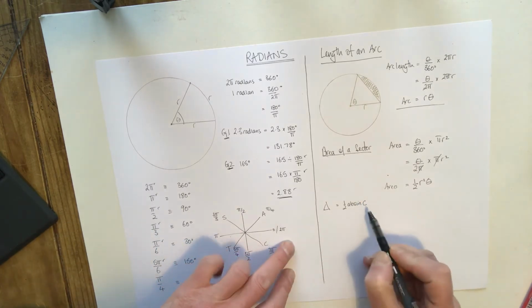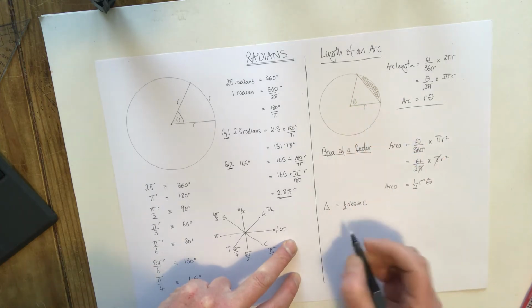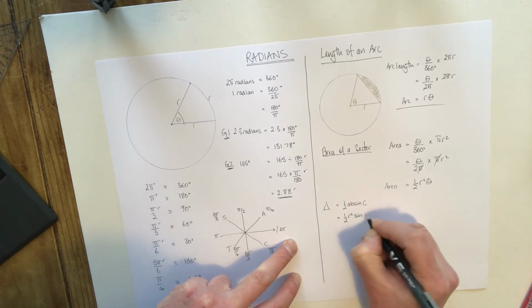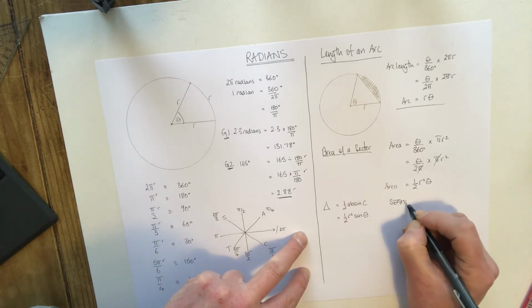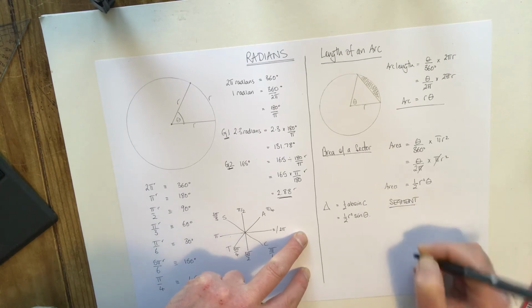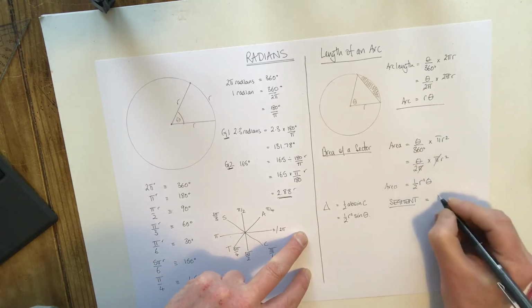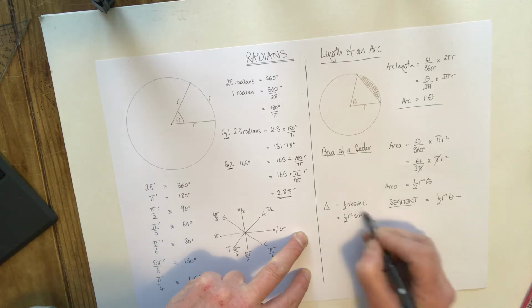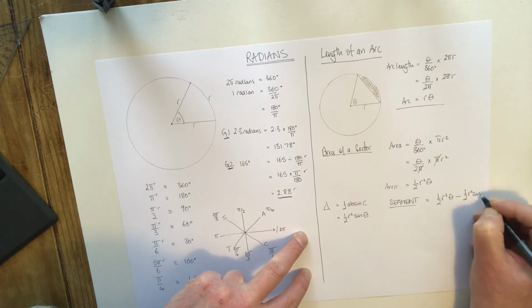That is for any triangle where this angle is in between these two lines. But of course our two lines are both r. So for our triangle that's inside a circle, it's half r squared sine theta. So the area of a segment is the area of the sector, which we've got here, half r squared theta, take away the area of the triangle, half r squared sine theta.